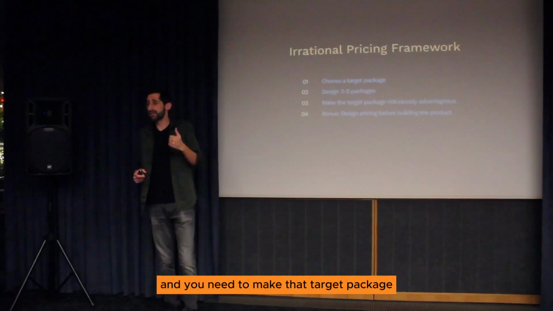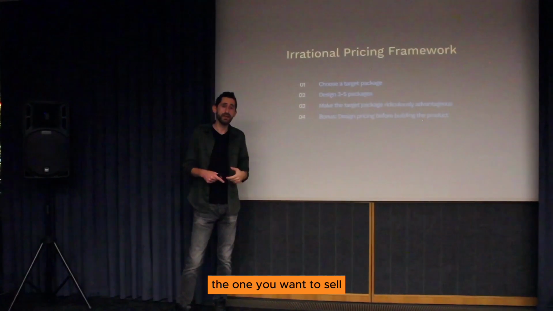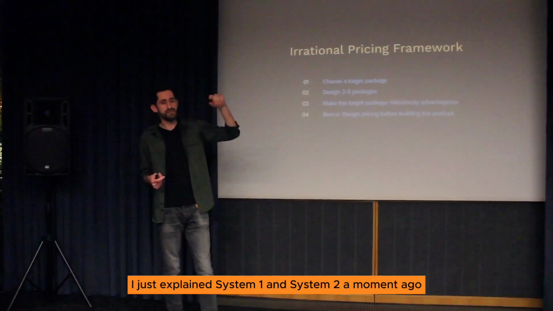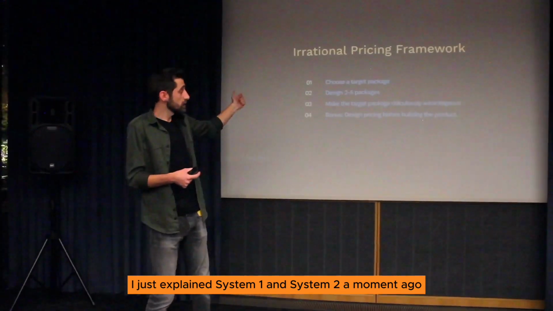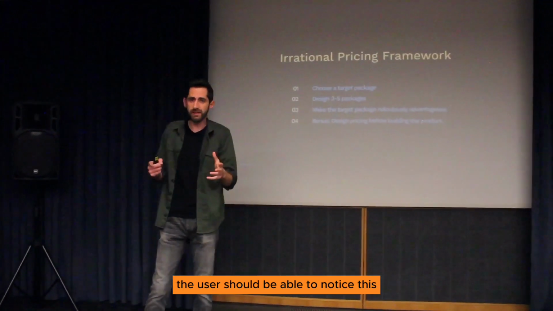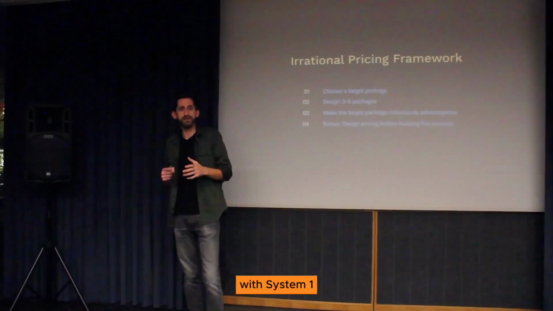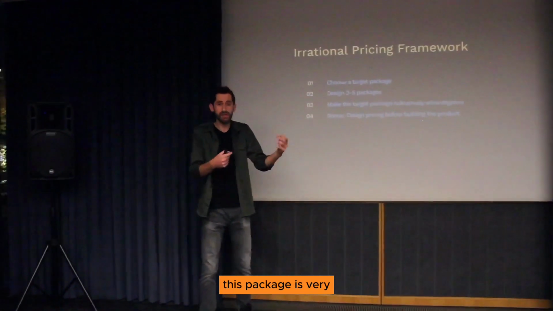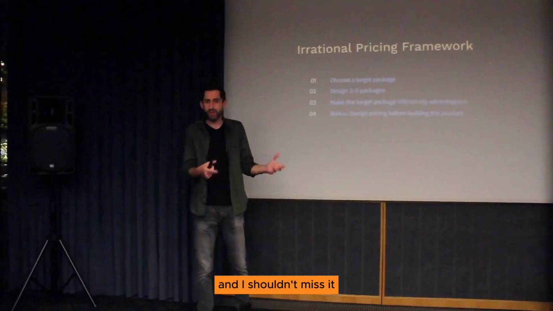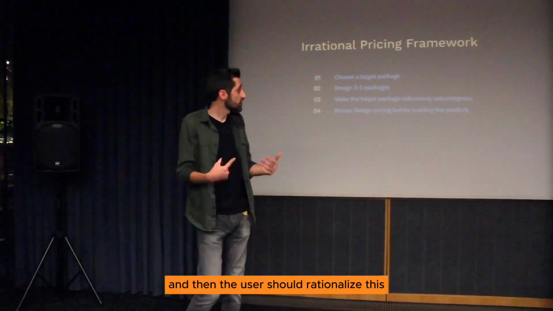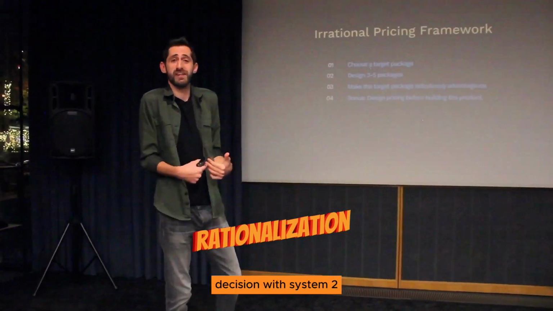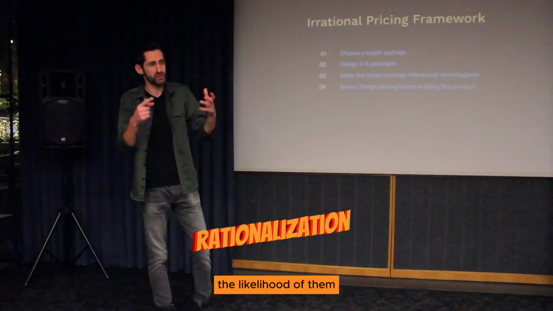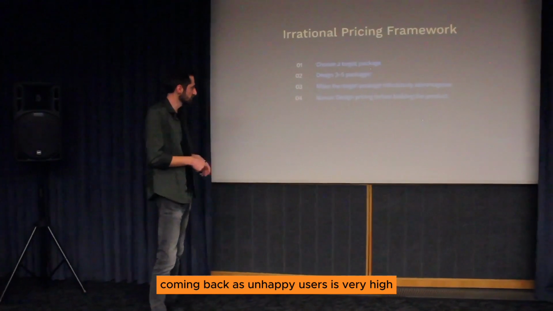And you need to make that target package, the one you want to sell, ridiculously advantageous. I just explained System 1 and System 2 a moment ago. The user should be able to notice this when looking at it with System 1, that is, immediately. The user should think, this package is very advantageous, and I shouldn't miss it. This is really a great deal. And then, the user should rationalize this decision with System 2. Because if they don't rationalize it, the likelihood of them coming back as unhappy users is very high.